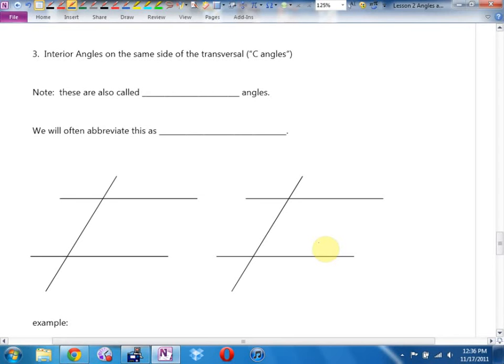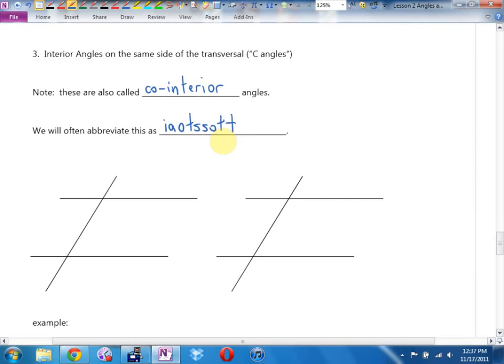These are also called co-interior angles. I think there's technically supposed to be a dash right there, co-dash-interior, but whatever. My students, we used to actually take interior angles on the same side of the transversal and abbreviate it as IOTSOT, which is actually how you pronounce that. So if you say IOTSOT or co-interior or interior angles on the same side of the transversal, you're talking about what I'm about to show you.